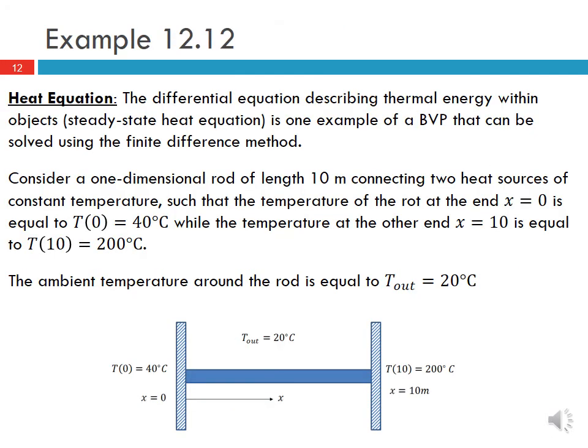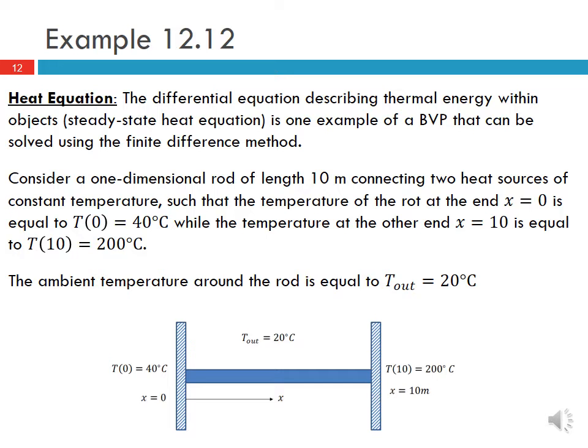So we're going to look at 4 examples to demonstrate how to use the finite difference method to solve various problems. The first example is going to be solving the heat equation. The differential equation describing thermal energy within objects, which is the steady state heat equation, is an example of a boundary value problem that can be solved using the finite difference method. You can take a look at the online notes to see a derivation of the differential equation for this particular problem. So let's consider a one-dimensional rod of length 10 meters connecting 2 heat sources of constant temperature.